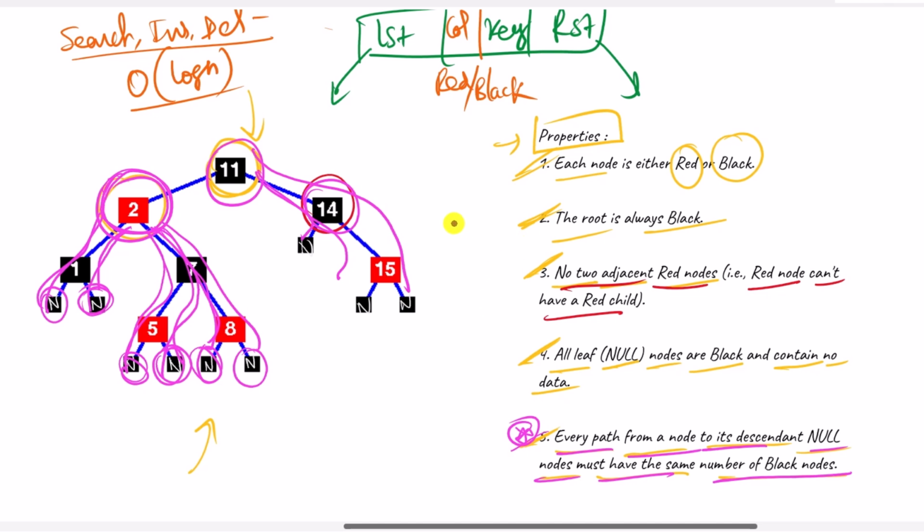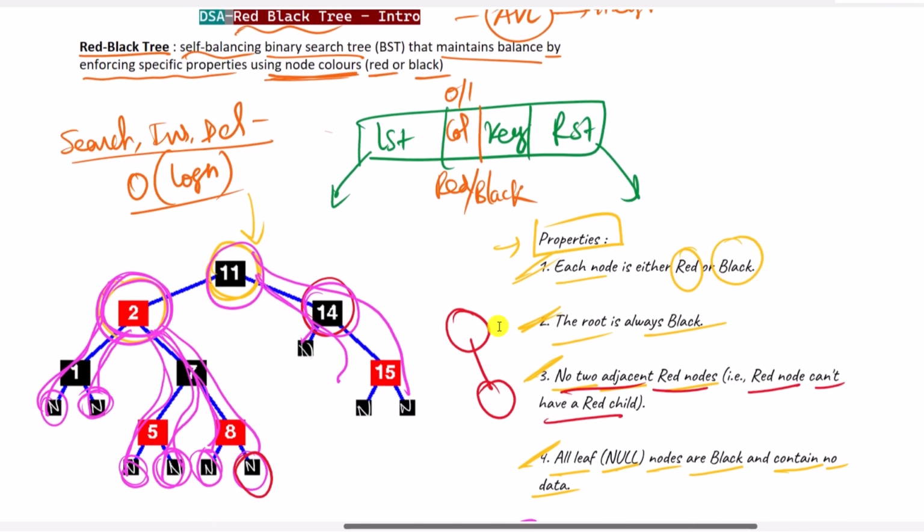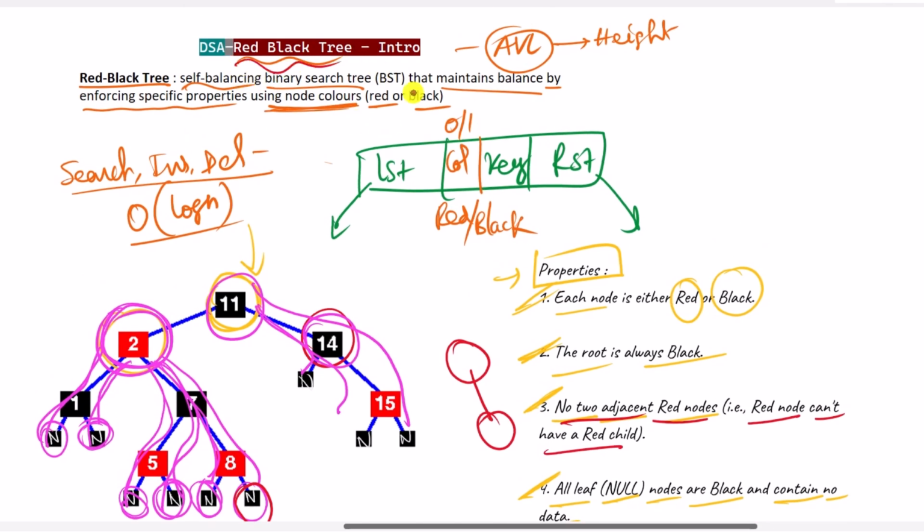Importantly, we should remember that two red nodes should not be connected directly, and the black node count should be the same for all the paths towards the leaf nodes. So hope you understand about this red-black tree.